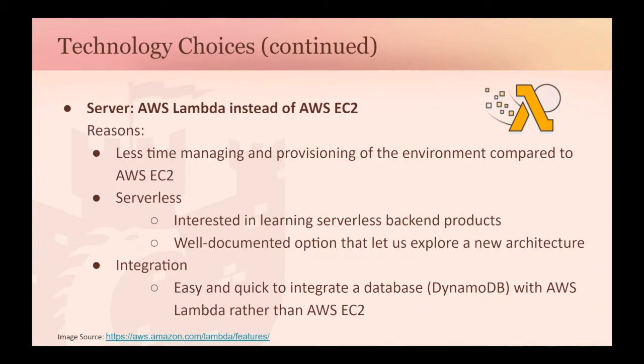We chose AWS Lambda over AWS EC2 mainly because we wanted to spend less time managing and provisioning the environment, which is required in EC2. In addition, we were interested in learning about serverless backend products, and there was a lot of documentation to allow us to explore Lambda.